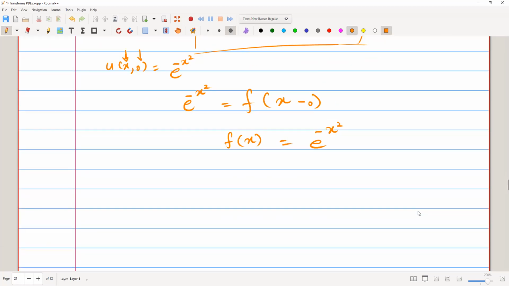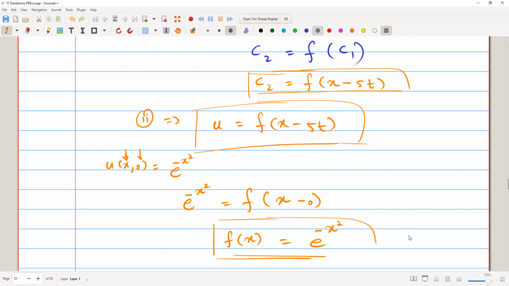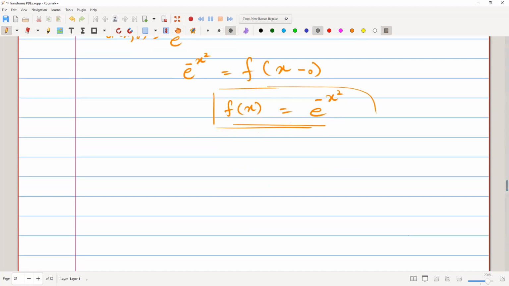All right, now here is the key thing. You need to concentrate on what I'll tell you right now. This is a function of x, but what we actually need is not a function of x, it's a function of x minus 5t. So if the function of x is e to the power negative x squared, what about this x minus 5t? We simply plug in x minus 5t instead of x. The negative sign will remain as it is, instead of x we plug in x minus 5t, and the square will be as it is.